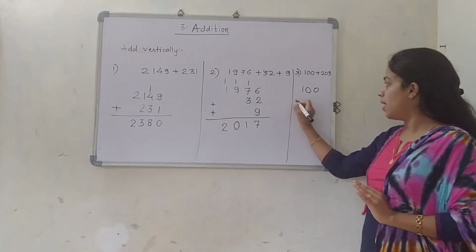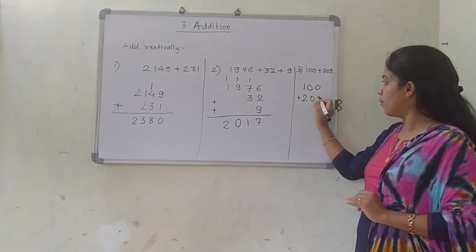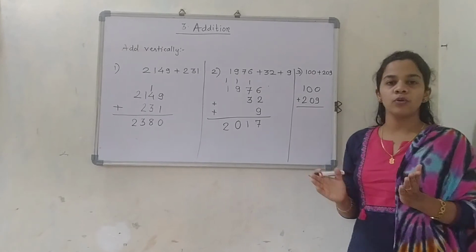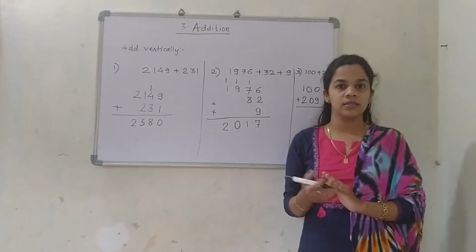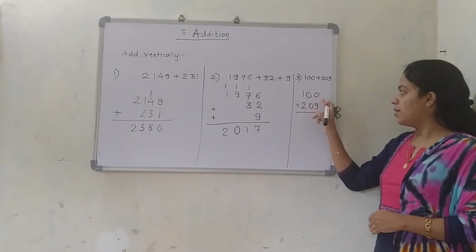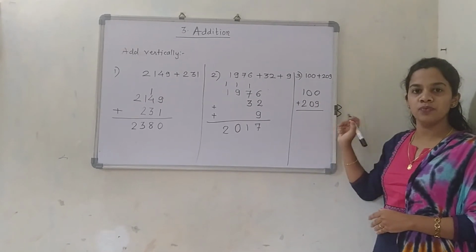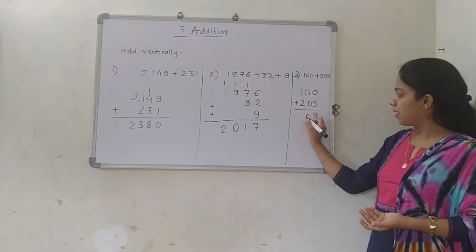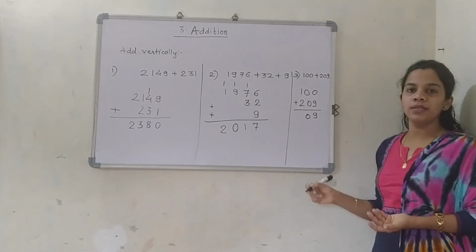Okay. So 100 plus 209. Why have I written from here? Because both are 3-digit numbers. Automatically all the places will be adjusted. That's why. Just check here. 9 plus 0 or 0 plus 9 is what? 9 itself. 0 plus 0 is again 0 and 1 plus 2 is 3.